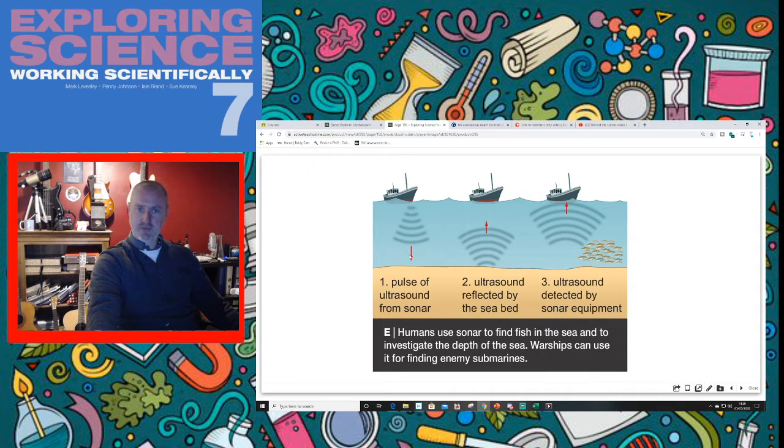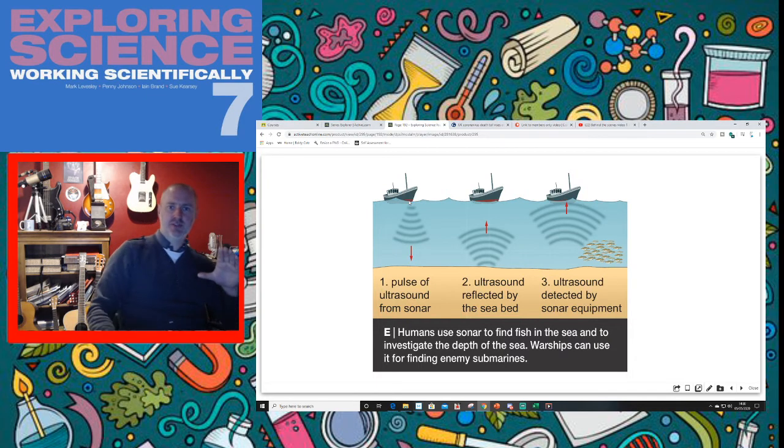It hits the ocean floor and it bounces back up again, and it picks up the echo. Now, it shouldn't take too much understanding to realise that the longer it takes to hear the echo, the further the sound has had to travel. Yeah, the deeper the ocean is, the longer it takes before we can hear the echo. That's common sense. If we hear the echo very quickly, then the ocean is shallow. Yeah, the sound's not travelled far in that area.